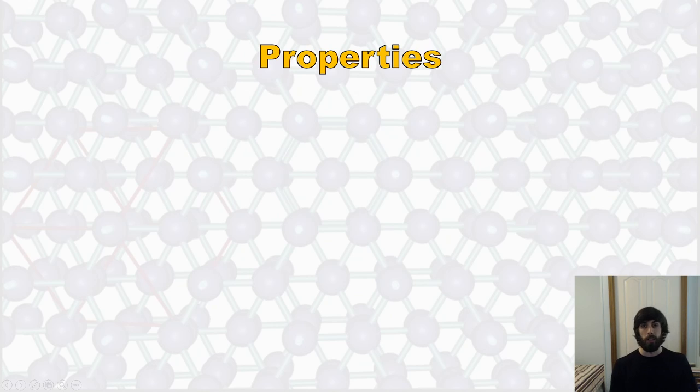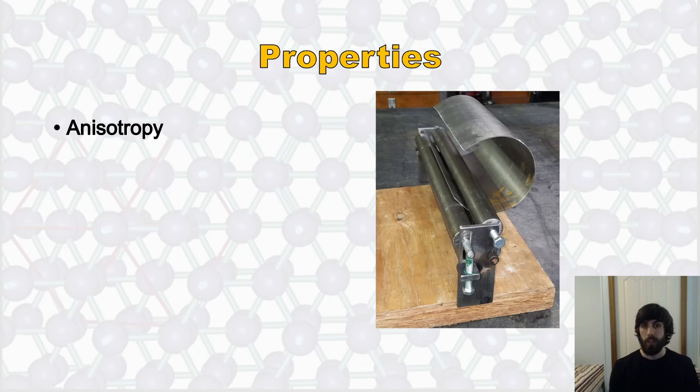So now we'll talk about the properties of the crystal structure, or the Bravais lattice. So the most common is probably anisotropy, which is basically the grains have a preferred direction. So as the grains grow, they'll grow elongated in one direction, and that can make the metal stronger in that direction or weaker. So here we use this in sheet rolling.